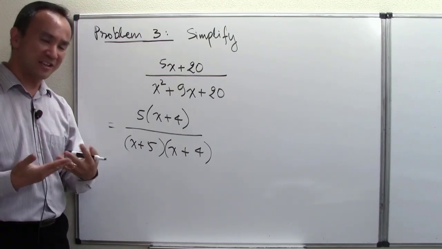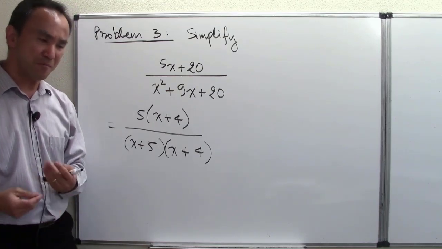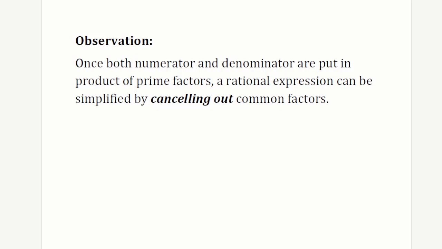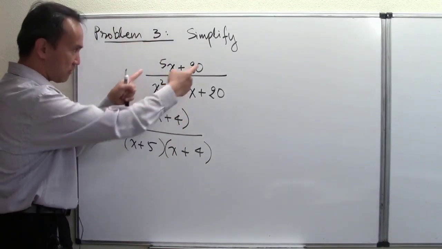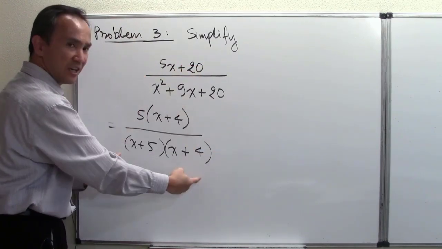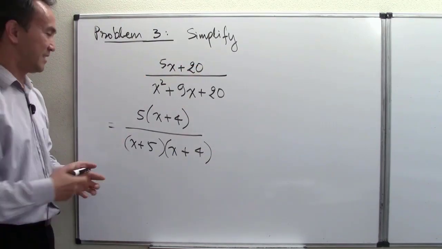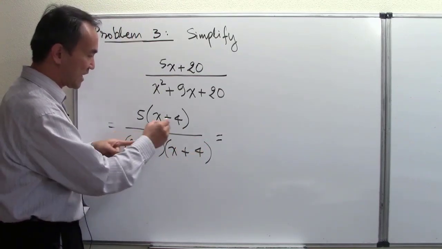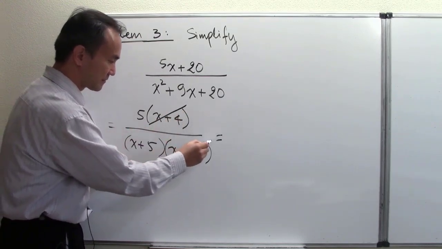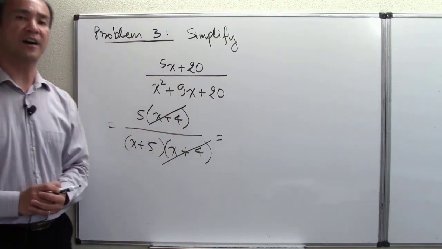And so now, back to that. Now we can start utilizing those observations we have made earlier. Once both numerator and denominator are put in products of prime factors, a rational expression can be simplified by canceling out common factors. We have now reached that goal, putting our numerator and denominator into products of prime factors. And so now what we do is simply recognize common factors. So I recognize x plus 4 as a common factor. I cancel that away, or simply divide that away in formal terms.